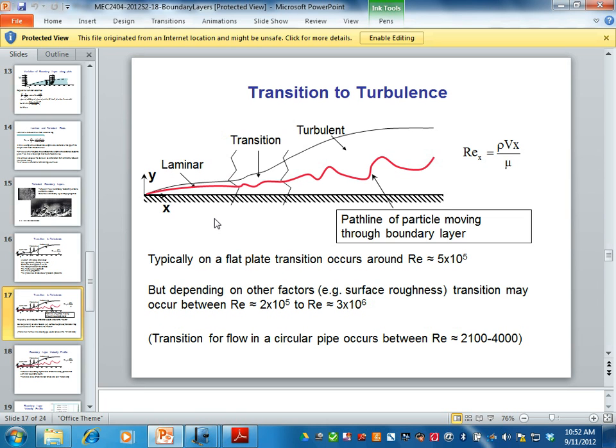So later we'll do pipe flow. This number is only for this particular problem. Different problems have different numbers, because that number is specific to the problem. For pipe flow, the transition range is between 2,100 and 4,000. In other words, below 2,000, laminar flow. Above 4,000, turbulent flow. In between, you've got some transition. So don't just burn this number into your head. That's only for this particular case.